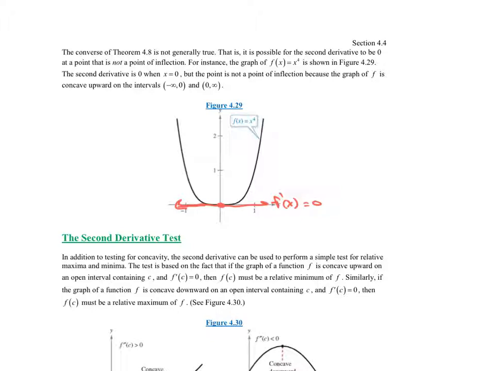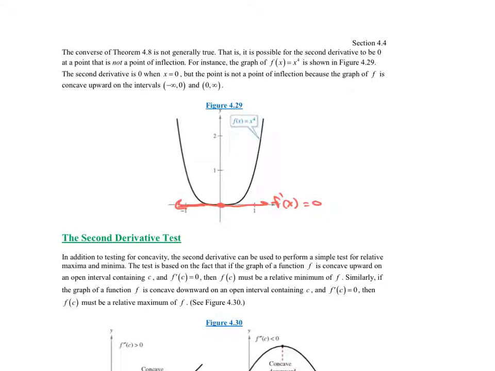Okay? It says, but the point is not a point of inflection of the graph of f is concave up on the intervals negative infinity to 0 and 0 to infinity. So if you notice, it's part of a cup this entire time, right? So it's concave up this entire time and it's concave up this entire time. So it doesn't change concavity there.